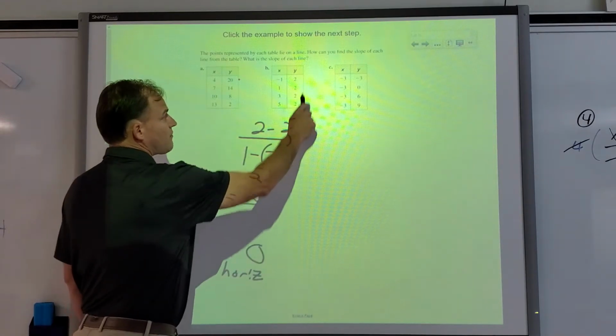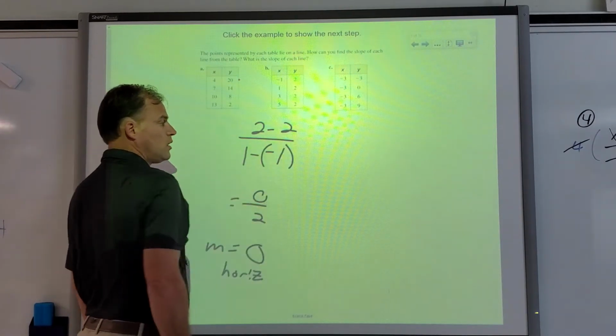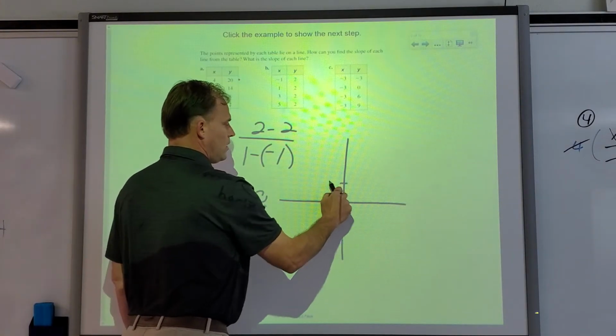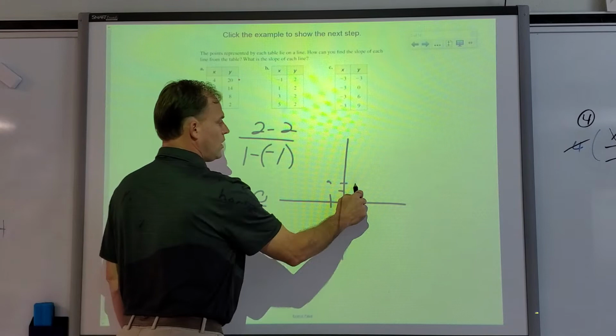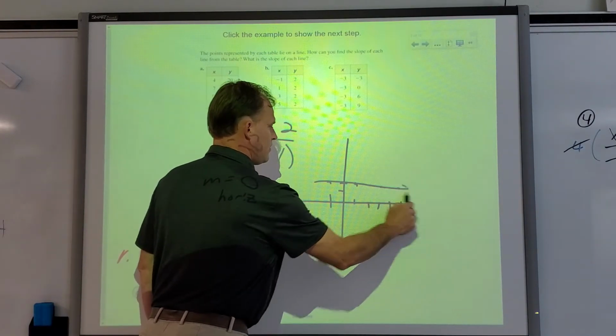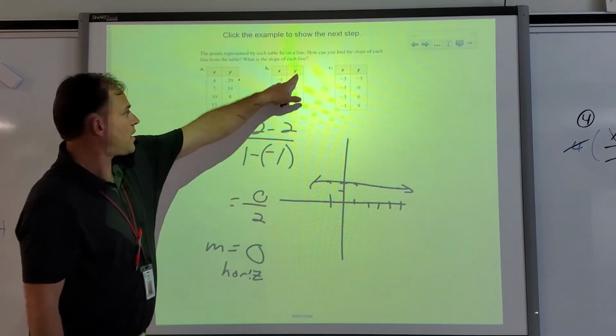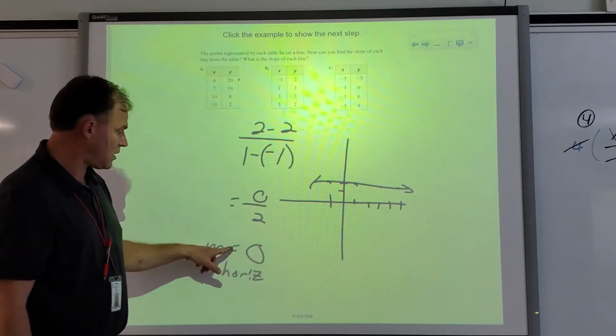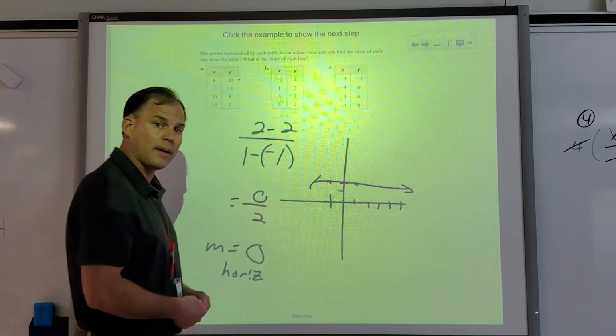If we look at this graph, the y's are always 2. All right, so if I think about this graphically, -1, 2; 1, 2; 3, 2. It's a horizontal line. Look at it. The y's are all the same. It's right across there. So I got a horizontal line. It makes sense that my slope came out to be 0.